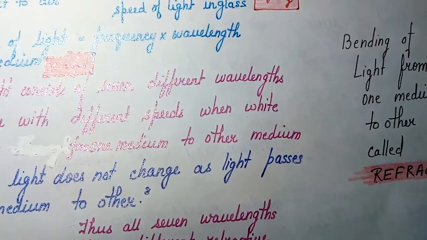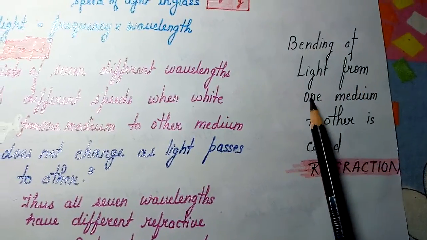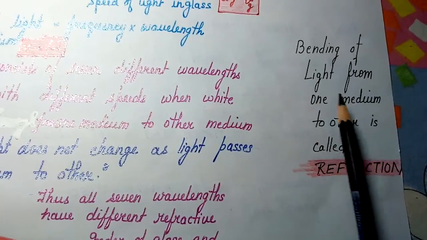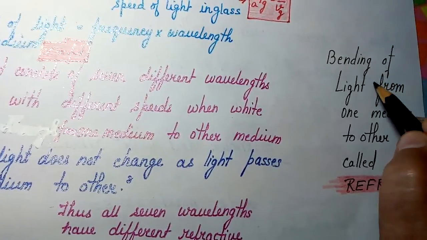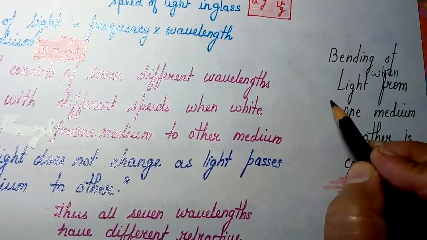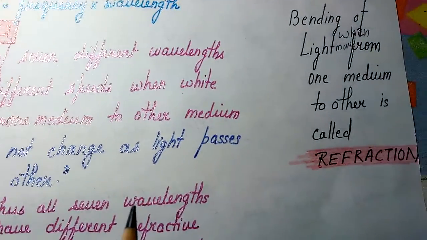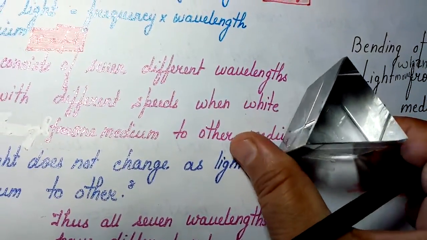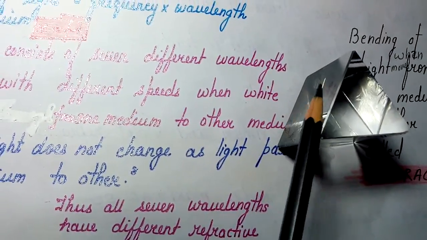This phenomena of bending of light from one medium to other when light passes, bending of light is called refraction. Bending of light when light moves from one medium to other. Now this is a prism and I made white light to incident on its surface.